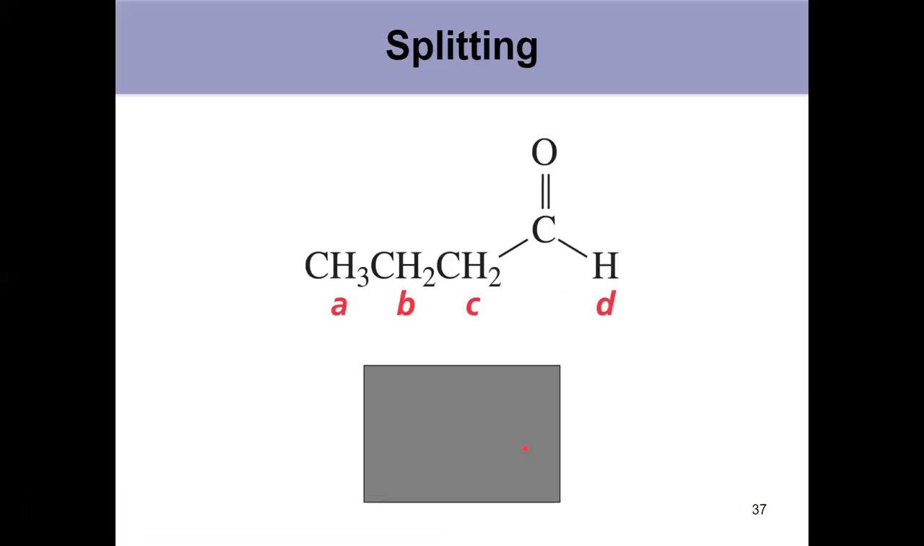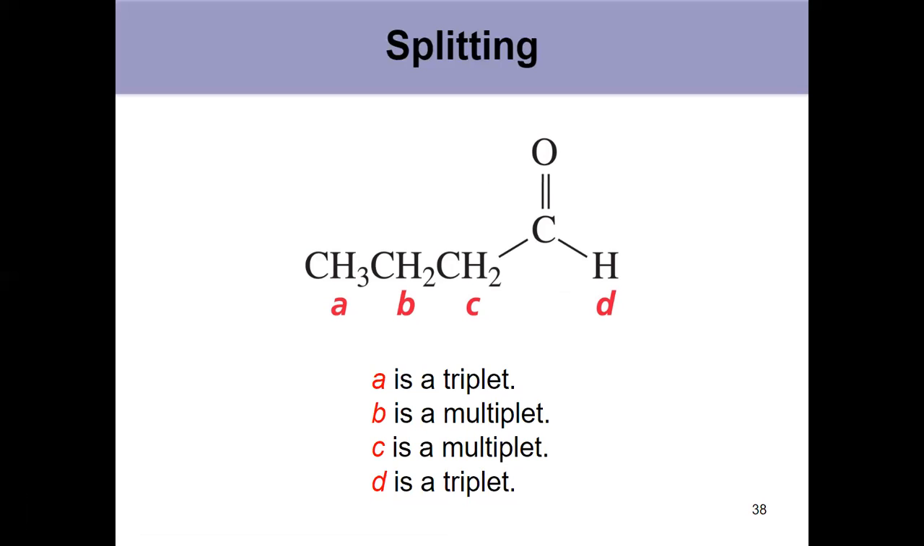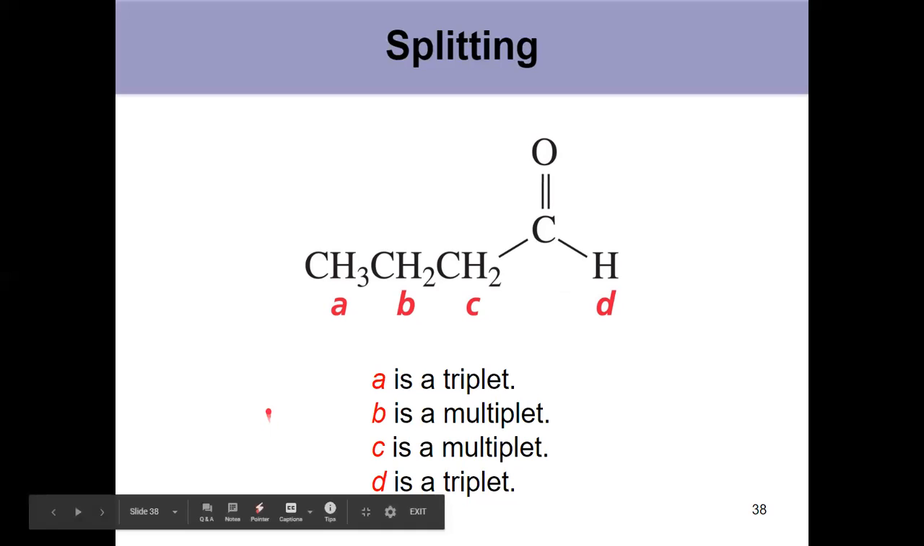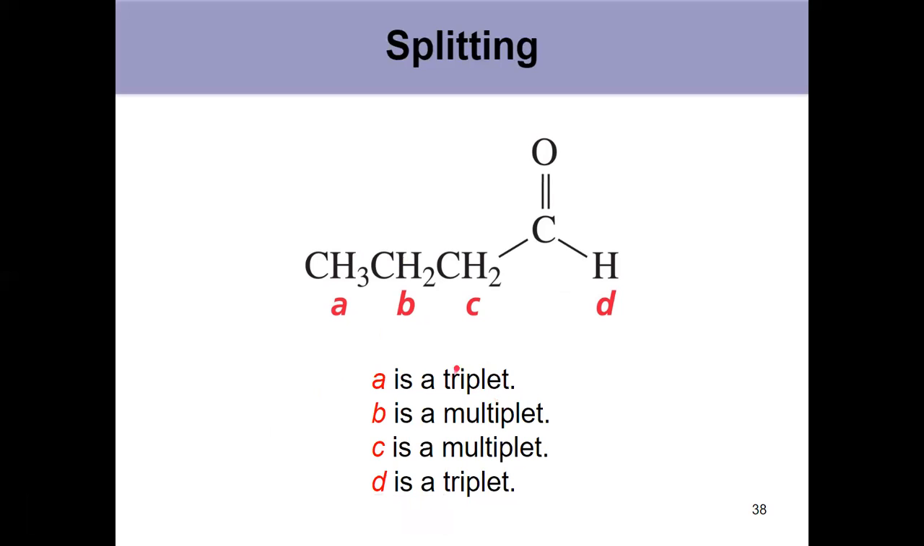Here's another one. Pause the video and predict the answer. And here we go: a triplet, 2 multiplets, and a triplet. Looking right here at A, 2 neighboring hydrogens, 2 plus 1 is 3, so it's a triplet.